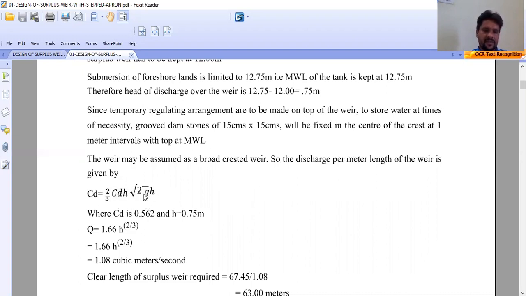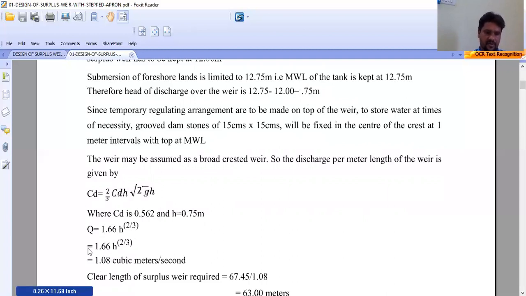Here there is some mismatch. Here H power 3 by 2 will be there, and this is not Cd. This is q equals 2/3 into Cd into root 2g into H power 3 by 2. By substituting, Cd for masonry is more than 50 percent coefficient. So Cd is 0.60, it is already given for concrete. H is nothing but head over weir, that is MWL minus FTL level. By substituting all this you can calculate, everything is known.